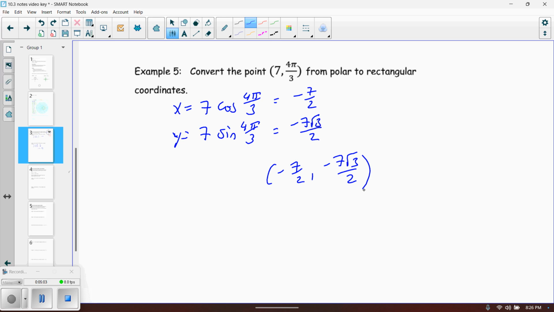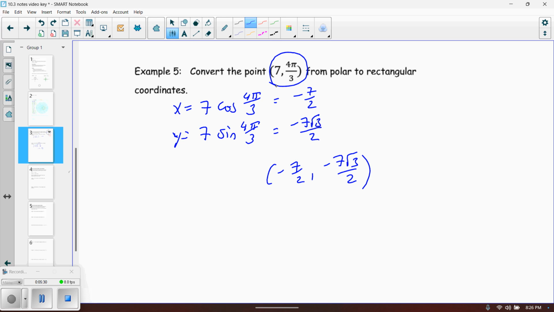Imagine trying to graph -7/2 and -7√3/2 exactly on a rectangular coordinate system. Not easy to do. But graphing 7 and 4π/3 in a polar coordinate system is very easy, because 4π/3 is a normal angle on a unit circle, and 7 units is really easy to figure out using concentric circles from the origin. So that's a much easier way to plot these points.